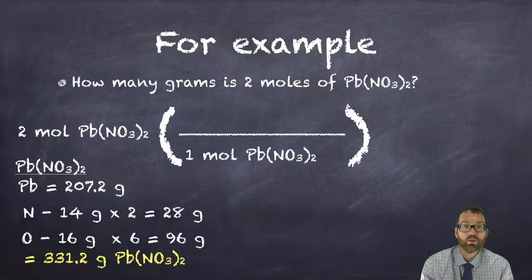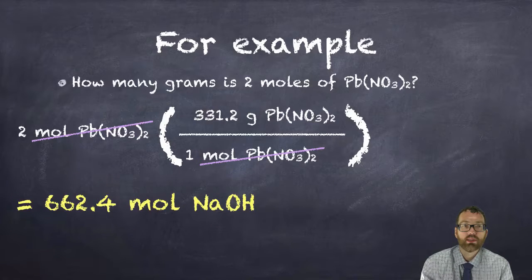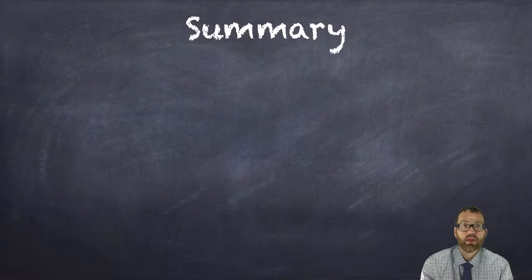So that, of course, is going to go on the top because I want moles and moles to cross off. So 1 mole of Pb(NO3)2 is 331.2 grams of Pb(NO3)2. So we'll cross off moles and moles and be left with grams. In your calculator, all you need to do is type in 2 times 331.2, enter. That'll get you 662.4 grams of Pb(NO3)2.